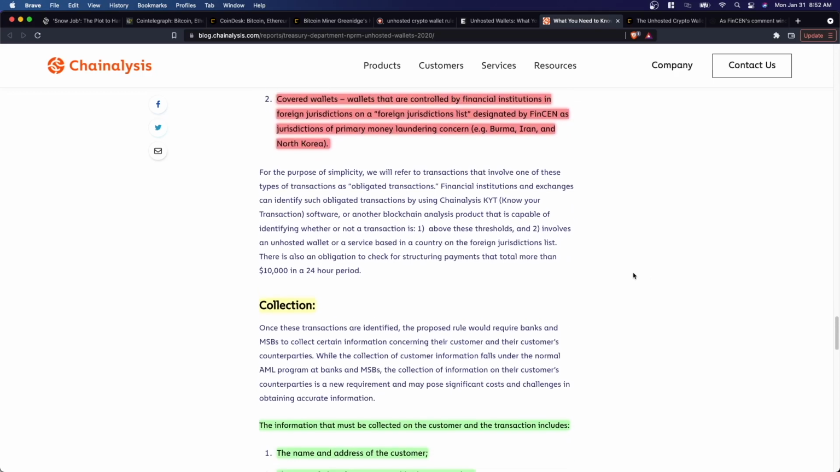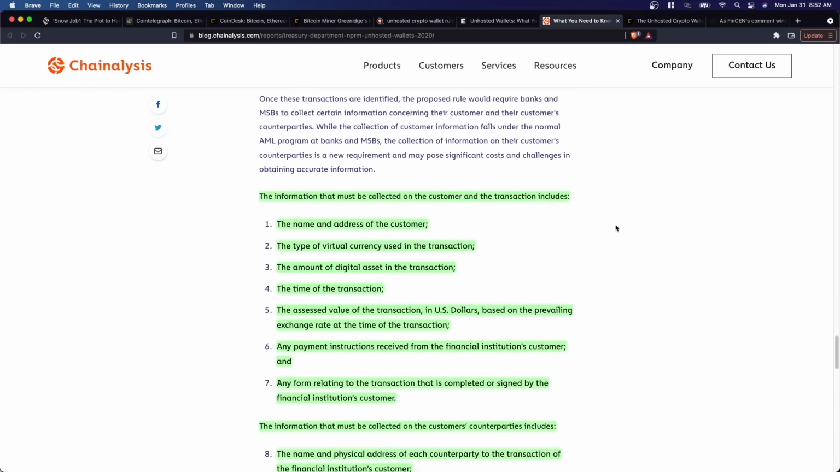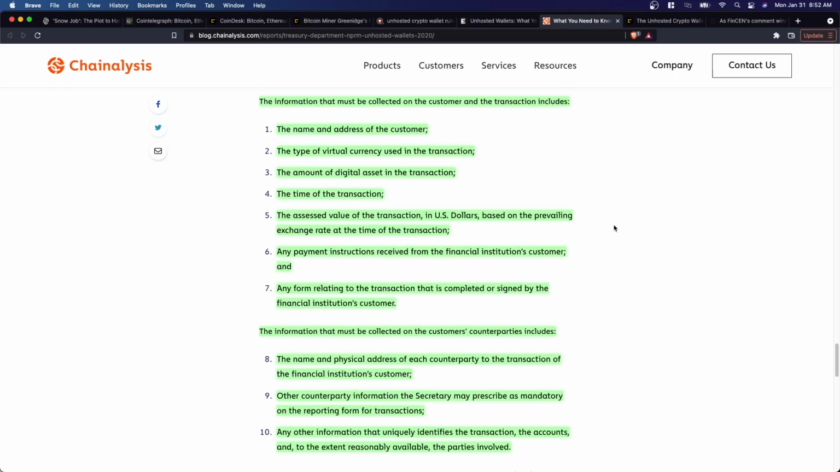Second, collection. The information that must be collected on the customer and the transactions include the name and address of the customer, the type of virtual currency used in the transaction, the amount of the digital asset in the transaction, the time of the transaction, the assessed value of the transaction in US dollars based on the prevailing exchange rate at the time of the transaction, any payment instructions received from the financial institution's customer, and any form relating to the transaction that is completed or signed by the financial institution's customer.